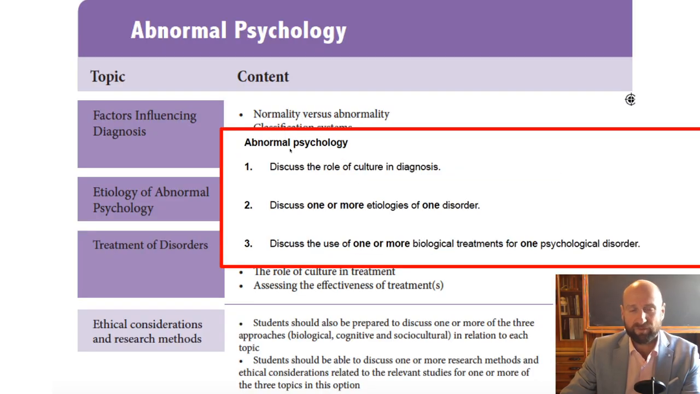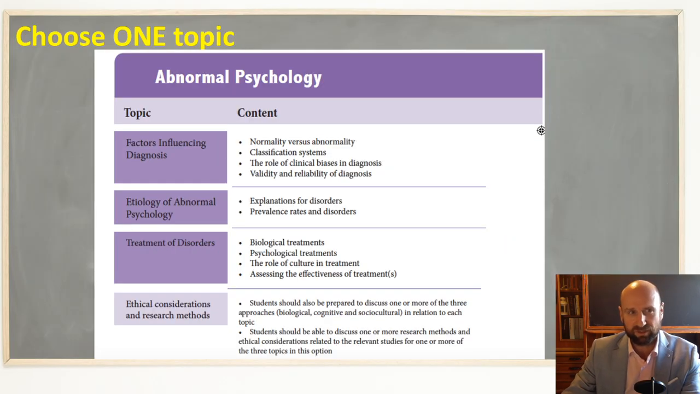So here's an example from the specimen papers. Question 1 is from diagnosis, question 2 is from etiologies, and question 3 is from the treatments. So what that means is you can become an expert in just one of these topics. You don't have to revise the whole of the abnormal psychology option. You probably already know that by now, but I want to make sure that that's really, really crystal clear.